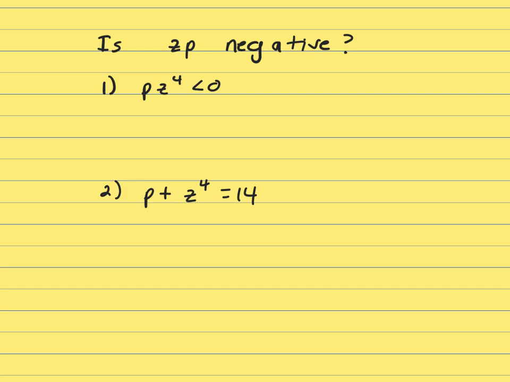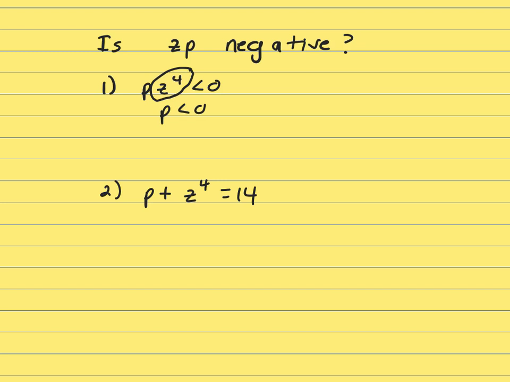All right, we're trying to figure out if z times p is negative. And of course, the only way that can happen is if one's positive and one is negative. So look at clue 1. Basically, the only thing it tells us is that p is less than 0, because no matter what z is, if you raise it to the 4th power, it's always going to be positive.